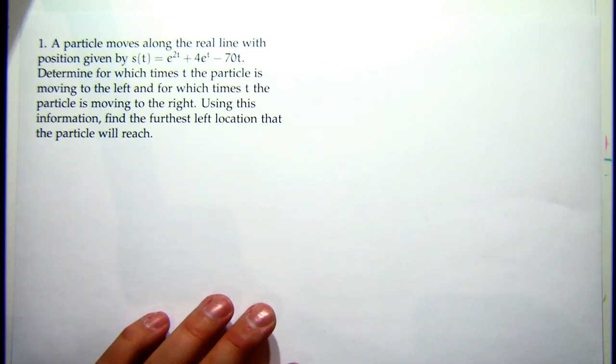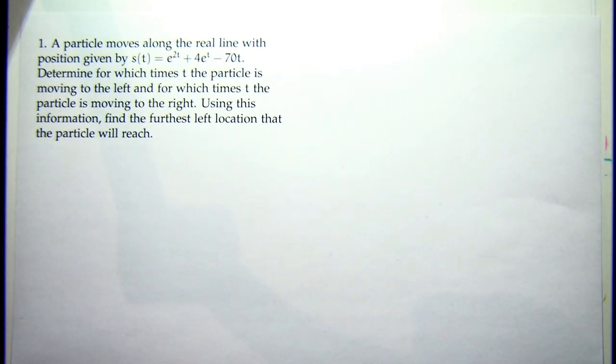Okay, so here we go. A particle moves along the real line with position given by this expression, e to the 2t plus 4e to the t minus 70 times t. Determine for which times t the particle is moving to the left, when the particle is moving to the right. Using that information, find the furthest left location that the particle will reach.